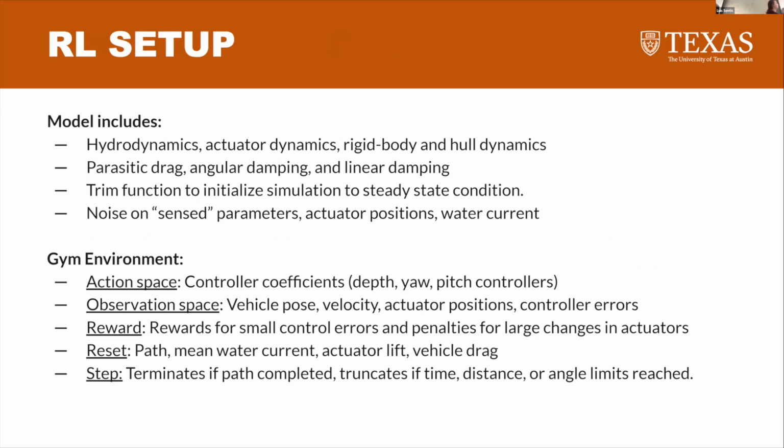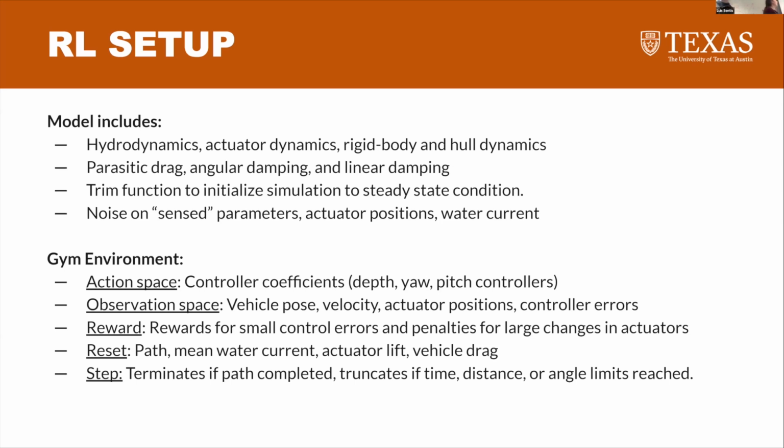So just to recap what our RL setup was, we have a fairly complex model of the Remus vehicle that includes hydrodynamics, actuator dynamics, rigid body, and hull dynamics. And then we also have drag damping factors in there. We also have a trim function that initializes to a steady state so that we're not learning those dynamics as well. And then we also have noise on all of the sensed parameters to simulate a real vehicle.